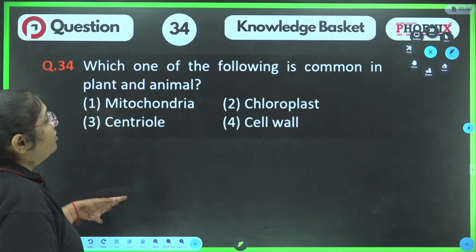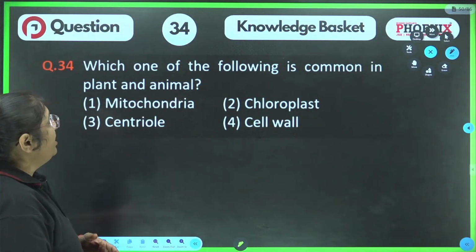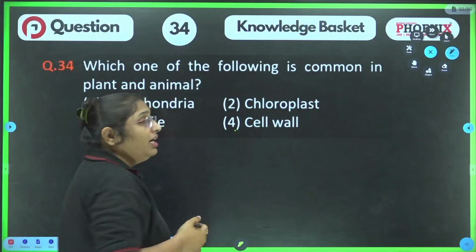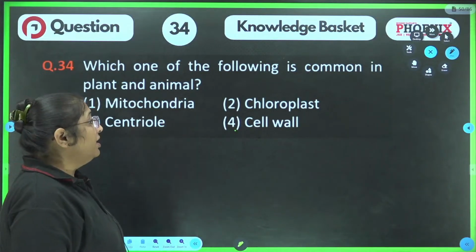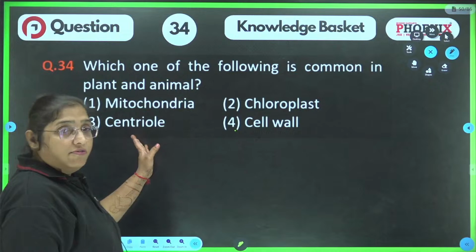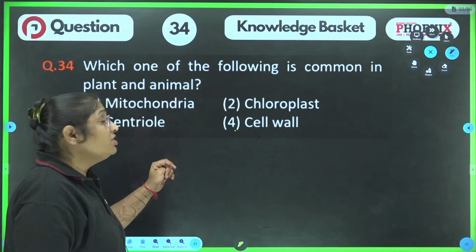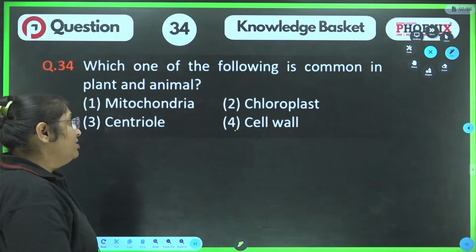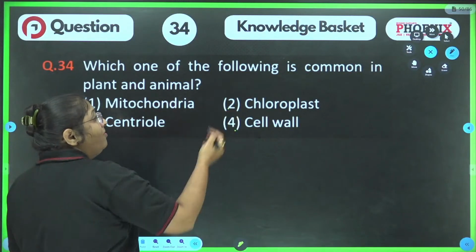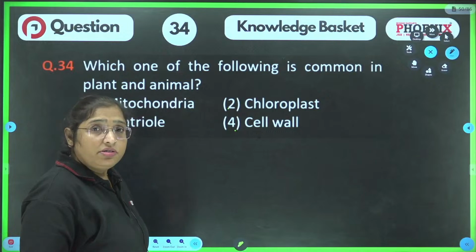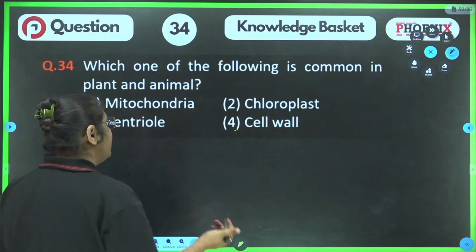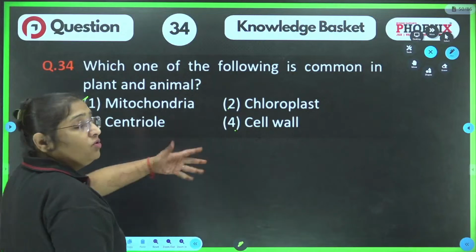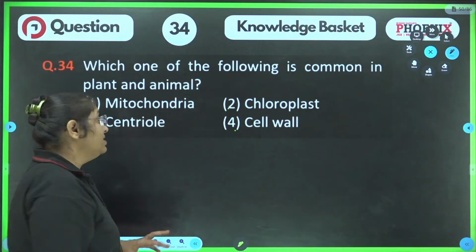Which one of the following is common in plant and animal cell? Okay, so cell wall, definitely it is present in the plant but not in animal cell. Centriole, which helps in cell division, is present in animal cell. Chloroplast, once again it is for photosynthesis, it is present in plant cell. So mitochondria is the cell organelle which is common for plant as well as animal.